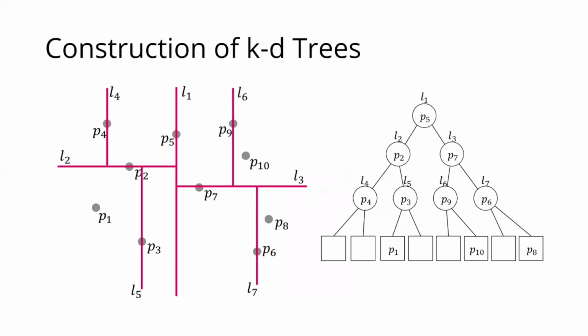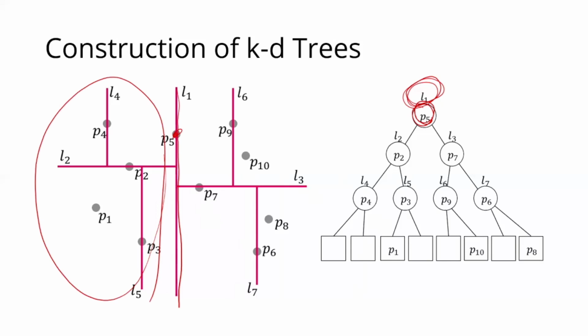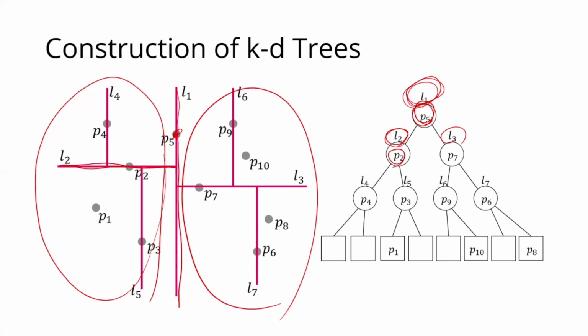It's a binary tree. L1 is the first partition that splits the data set into left and right, and the reference for L1 is P5, the one in the middle. On the left-hand side, we have this partition over here, and the second level of decision line was the one over here, and the reference for that is P2. The same thing on the right-hand side: L3 was the partition line, and the reference for that was P7. As you repeat this process over and over again, you're going to have a binary tree that looks like this.